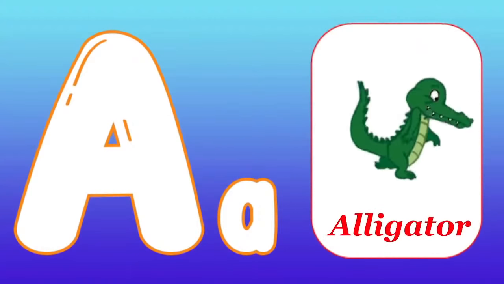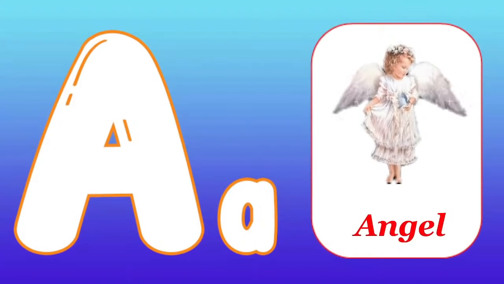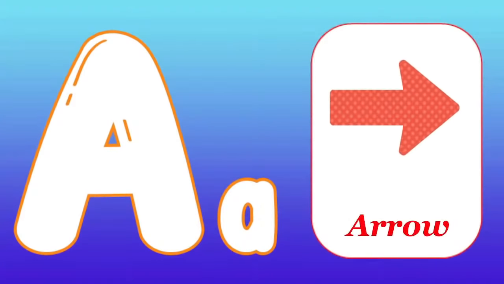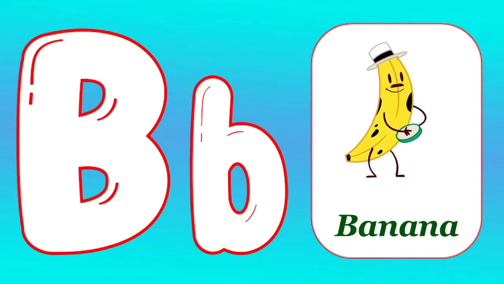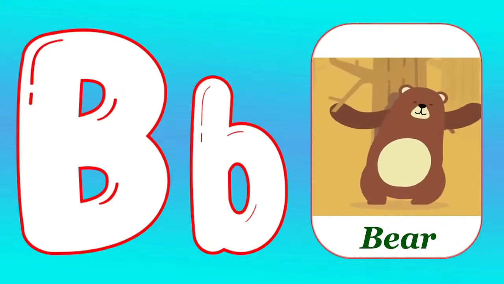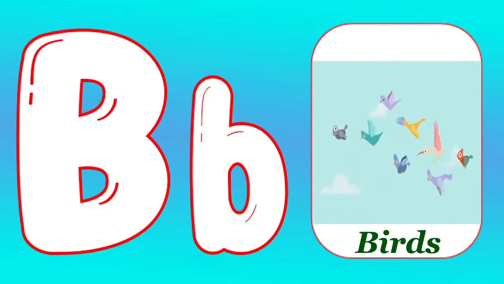A for alligator. A for angel. A for airplane. A for arrow. B for ball. B for banana. B for beer. B for bat. B for birds.